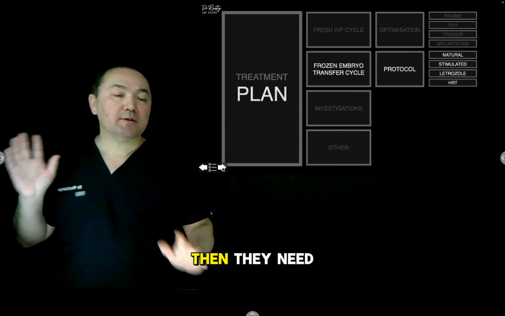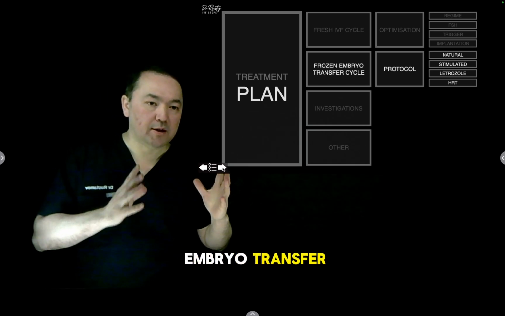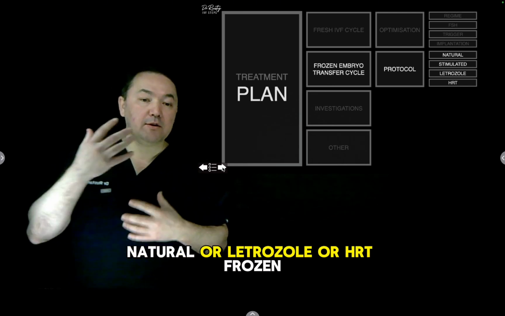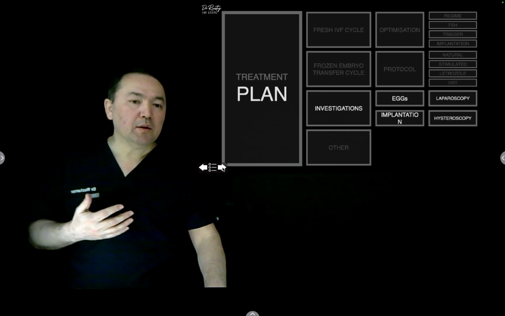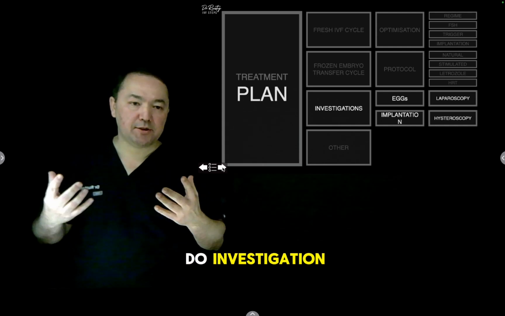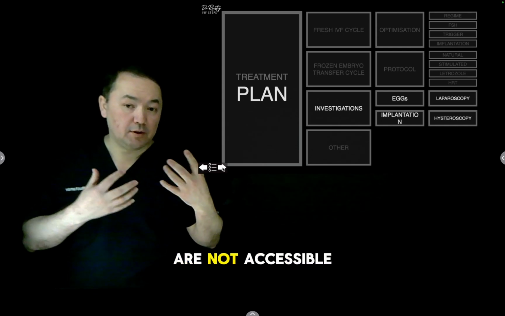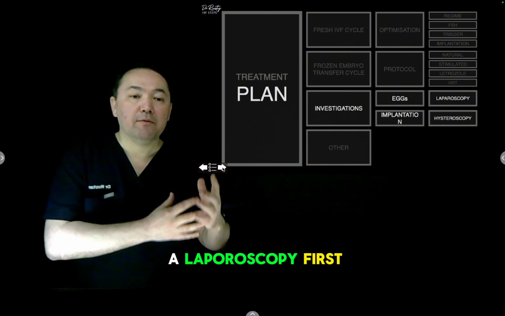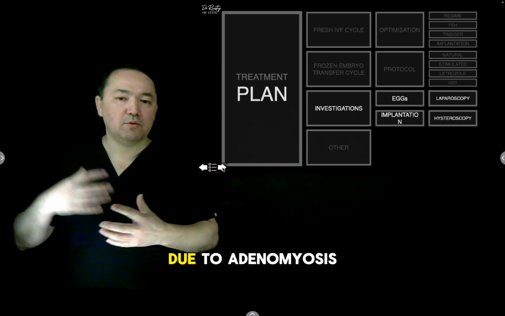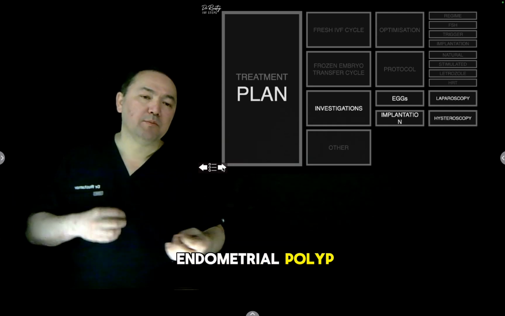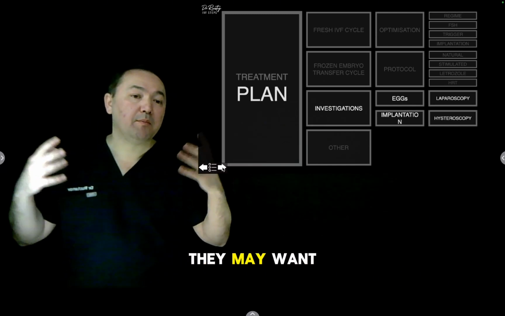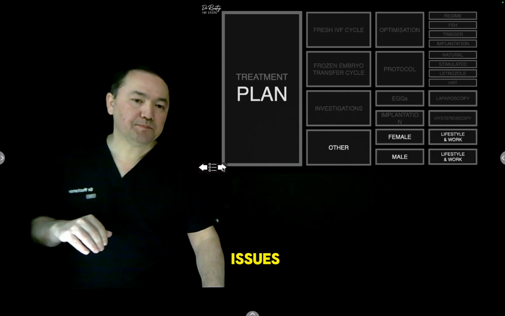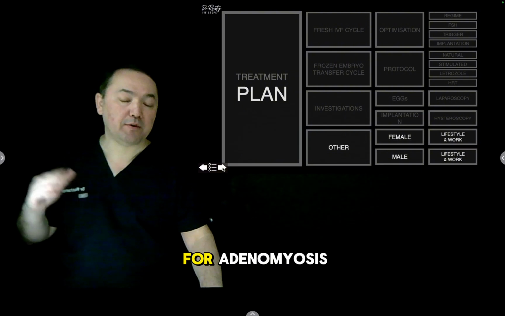If you have frozen embryos, then they need to prepare a plan for frozen embryo transfer. They will decide which protocol to use: natural, stimulated natural, or letrozole or HRT frozen cycle. If necessary, they will want to do investigation. For example, if one of your ovaries was not accessible because of endometriosis or adhesions, they may want to do a laparoscopy first. And if you have implantation issues due to adenomyosis or due to endometrial polyp, submucous fibroid, uterine septum, they may want to do a hysteroscopy procedure or address those issues, or do an MRI scan, for example, for adenomyosis.